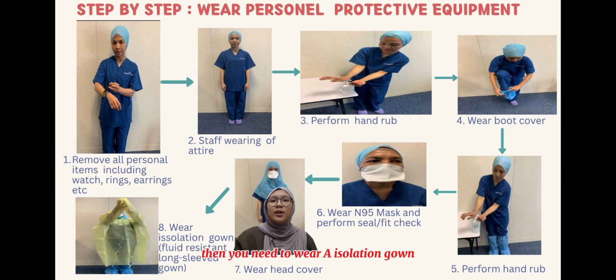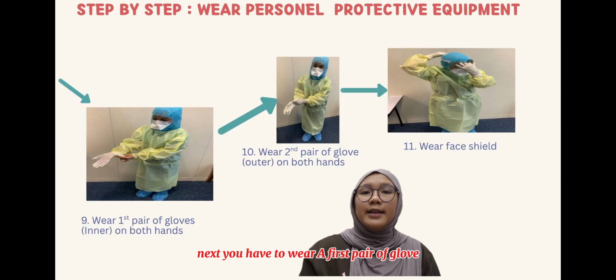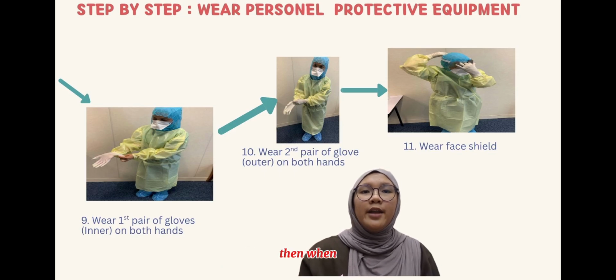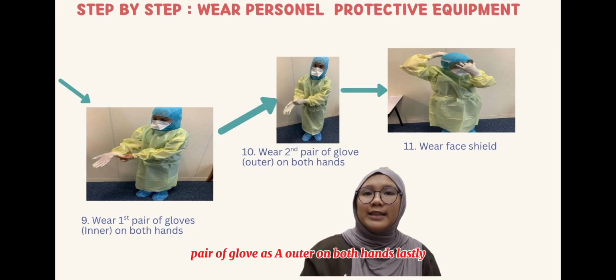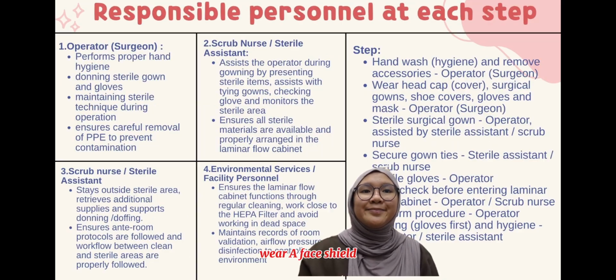Then you need to wear an isolation gown, a blood-resistant long-sleeve gown. Next, you have to wear a first pair of gloves, inner, on both hands. Then wear a second pair of gloves as an outer on both hands. Lastly, wear a face shield.